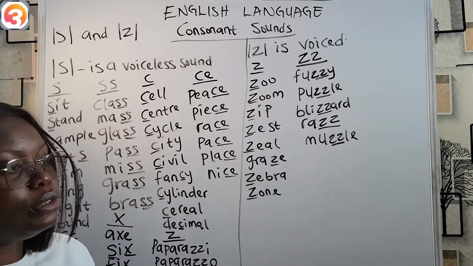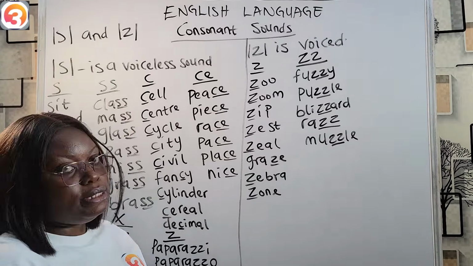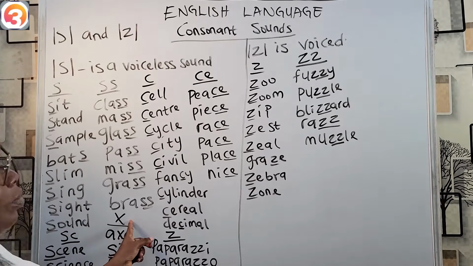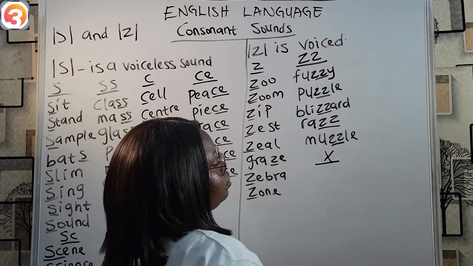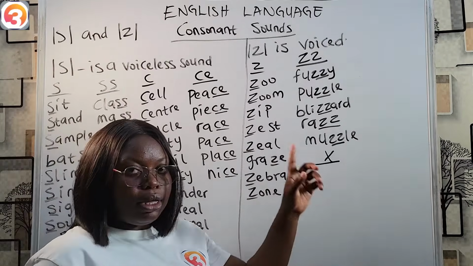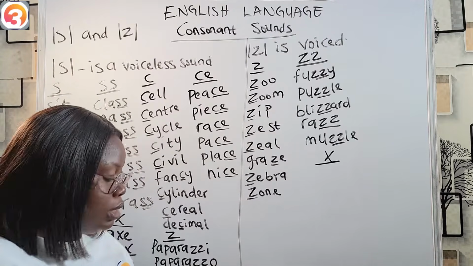These words also contain the Z sound. Words containing ZZ can also contain the Z sound. Then we can also find it in words containing X. So if X in a word doesn't form a combination of K and S, it will form a combination of G and Z in words. So the Z sound is also there.